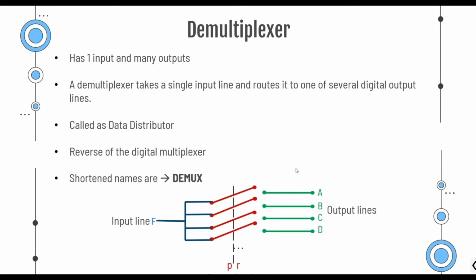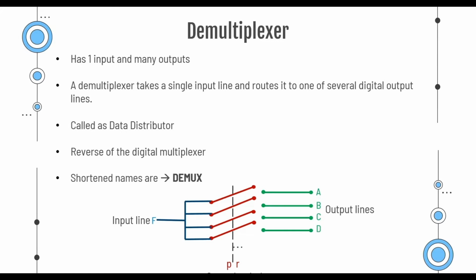This is the simple sketch for a demultiplexer. We can see there is a single input line and there are several output lines, and there are switches or selectors to direct this input line to one of these output lines. Just like the multiplexers, these demultiplexers are also classified into 4 types. These types are 1 to 2 demultiplexer, 1 to 4 demultiplexer, 1 to 8 demultiplexer, and 1 to 16 demultiplexer.